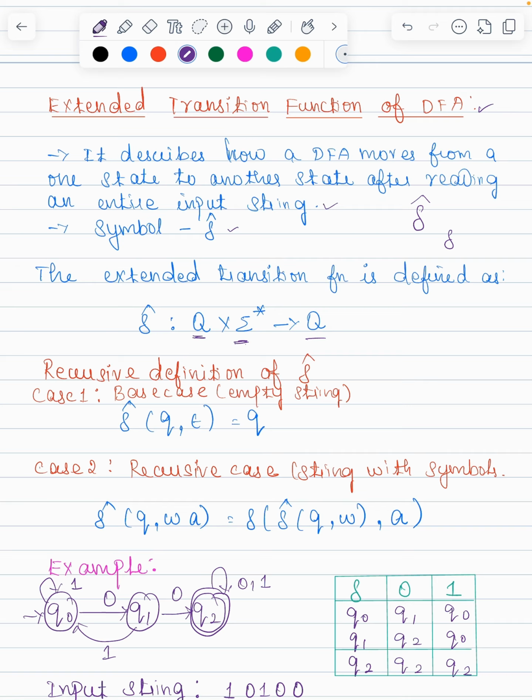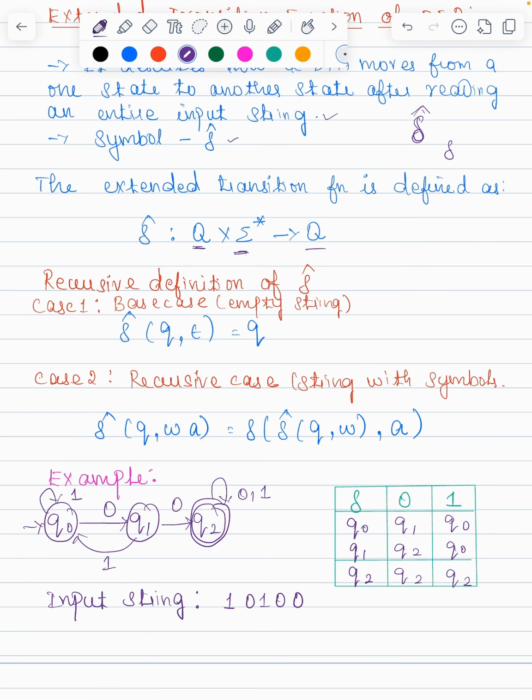It could be a symbol, right? And what delta cap does is extend the transition from symbols to strings. And if you check, it's actually a recursive function. The recursive definition of the extended transition function has two different cases. The first one is the base case, which indicates the empty string. Initially, before we process the input, there is no input symbol, it's an empty input.